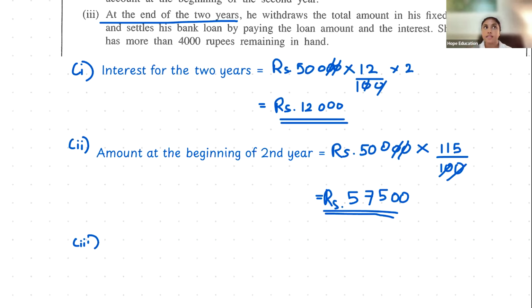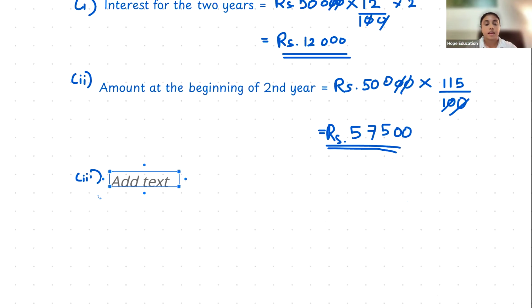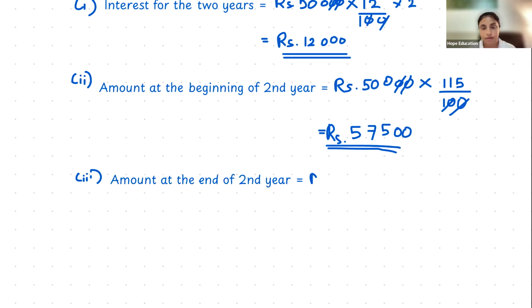So we have to find the amount at the end of the second year, which means in the fixed deposit the second year compound interest has also been added, right? One more year of compound interest is added. So at the beginning of the second year, the amount was 57,500. So at the end of the second year, how much do we have in total? We multiply it again by 115%. 115% means 115 over 100, right?